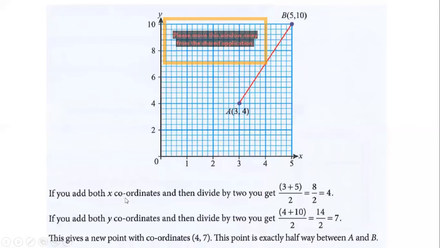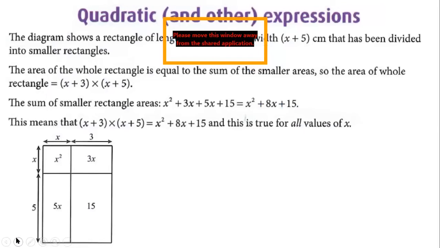If you add both x coordinates and then divide by 2, you get the x coordinate of the midpoint. If you add both y coordinates and divide by 2, you get the y coordinate of the midpoint. Okay? So the midpoint has the coordinates 4, 7. Okay. That was all for the lines and everything related to them. Now we will start with the quadratic and other expressions related to quadratics.